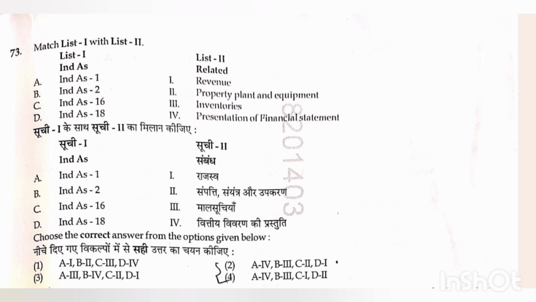So here the answer Indian AS1 is about presentation of financial statement. Indian AS2 is about inventories. Indian AS16 is about property, plant and equipment. Indian AS18 is about revenue. So here answer is option 2.